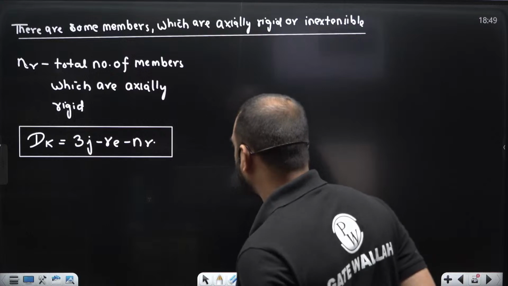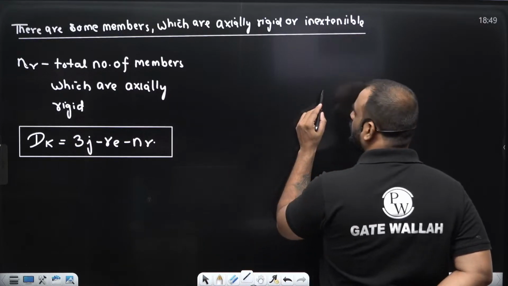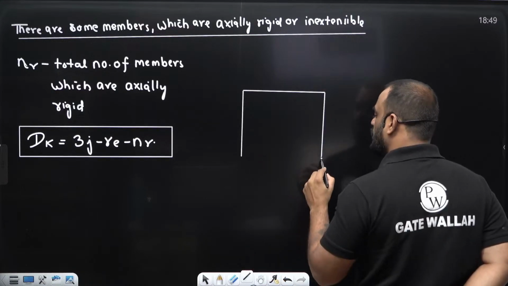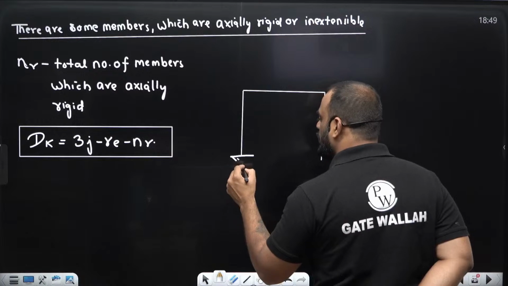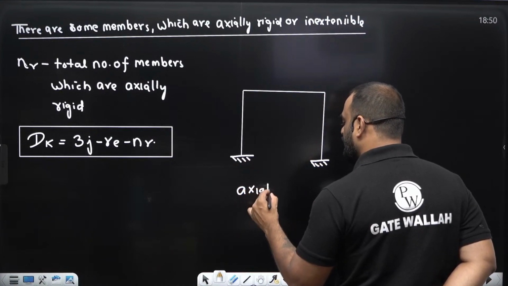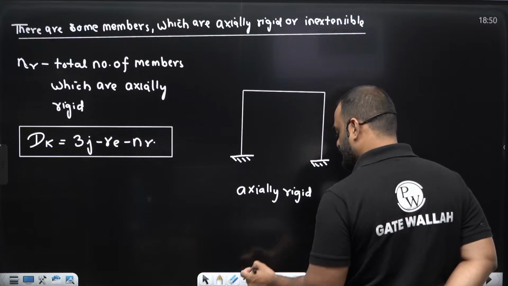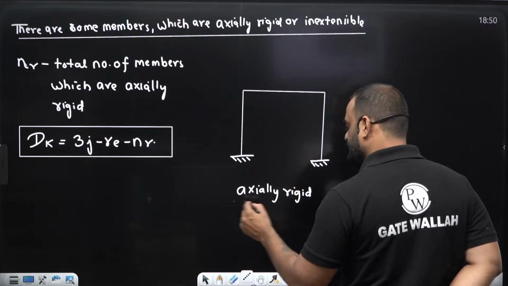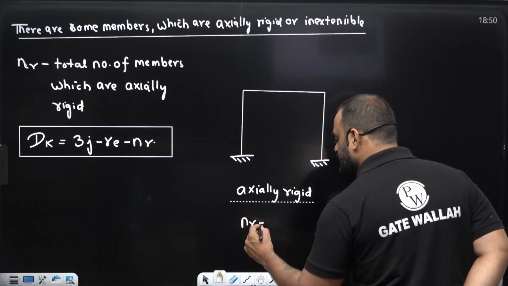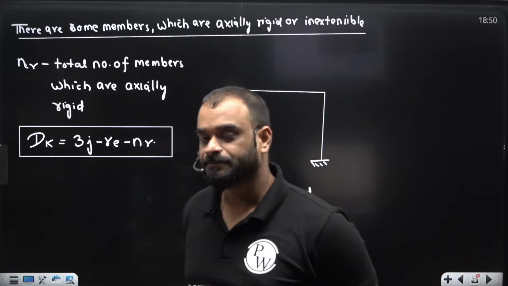Clear? Clear, sir? So let's take one example so that you can understand it. Let us consider this is our structure in which all the members are axially rigid. In this particular case, all the members are axially rigid. If it is axially rigid, then what is the value of nr? We can write here, guys, nr is equal to 3. It is equal to 3.